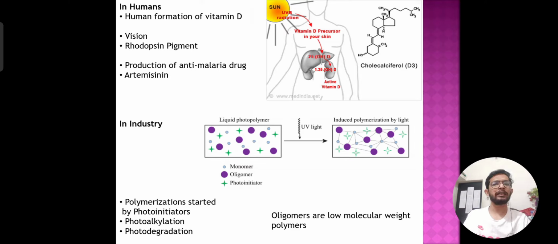Similarly, photoalkylation is used for light-induced addition of an alkyl group to molecules. Photodegradation is the breakdown of compounds, such as polyvinyl chloride, under light. As a result, medicine bottles are often made with darkened glass to prevent the drugs from photodegradation.